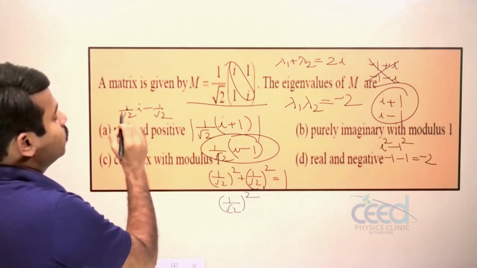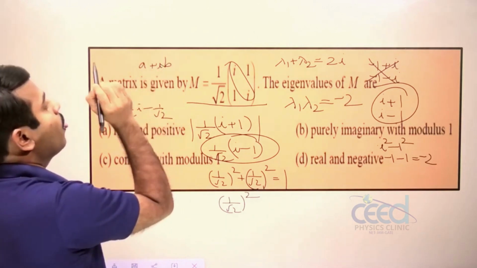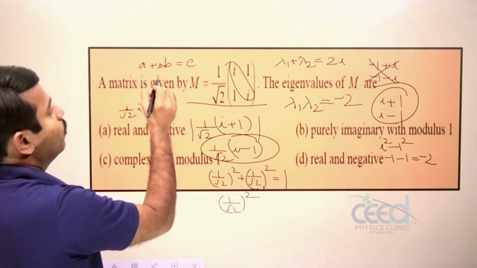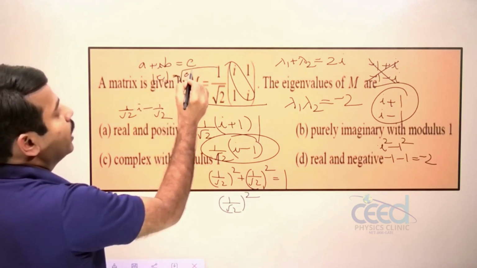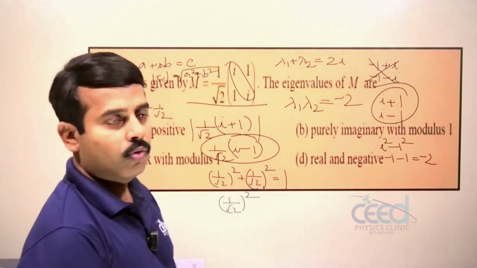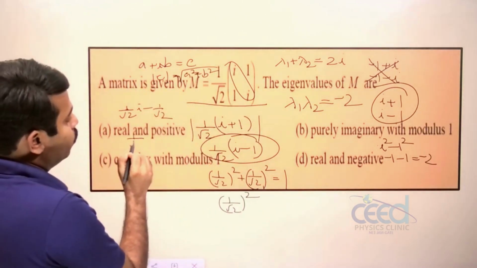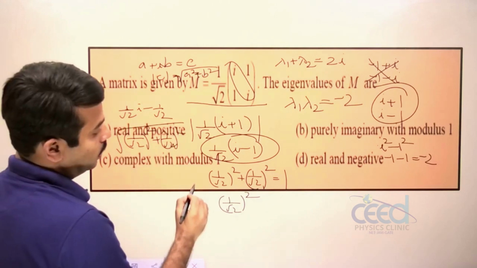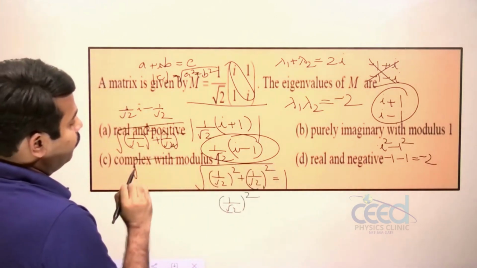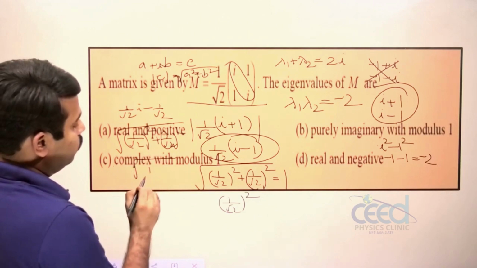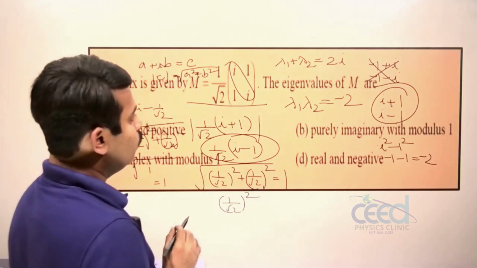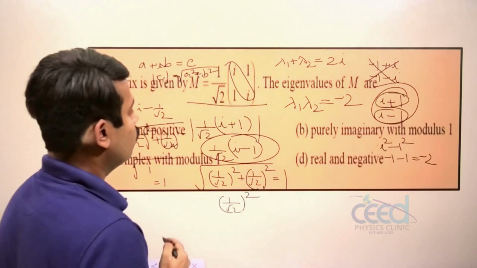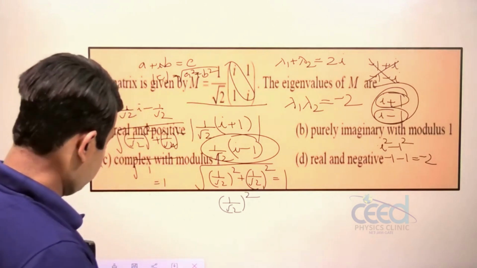Then the coefficients: if a complex number is in the form a plus ib, what is the modulus of that? It is the square root of a square plus b square, right. Like that, again 1 by root 2 whole square plus 1 by root 2 whole square, square root, right. That is equal to what? 1 by 2 plus 1 by 2, root 1, that is equal to 1. So both eigenvalues are complex, and what is the modulus? The modulus is unity. So which option is correct?